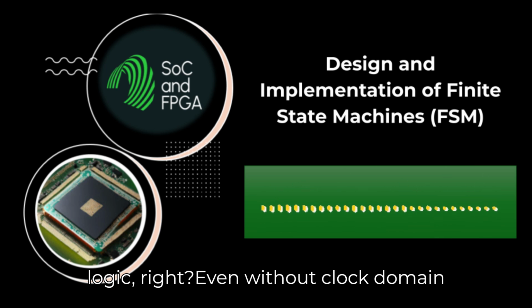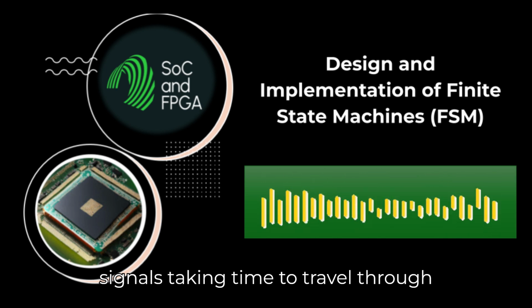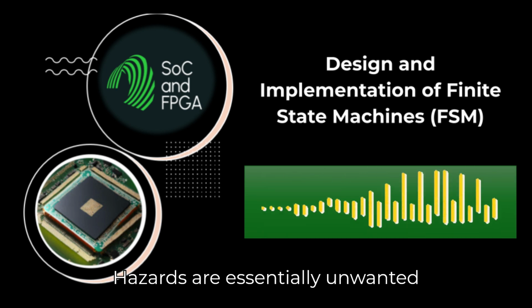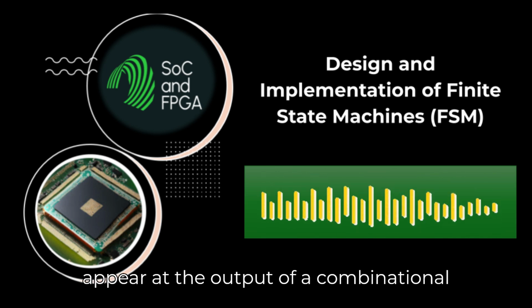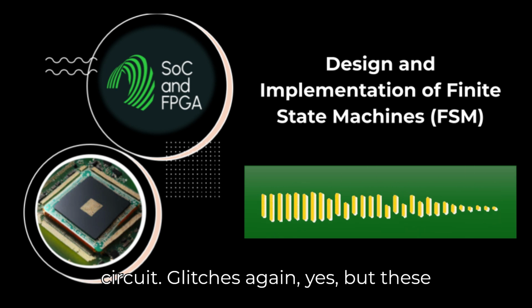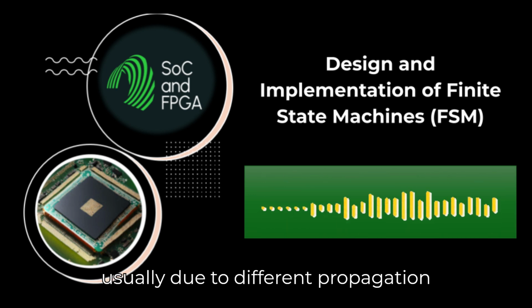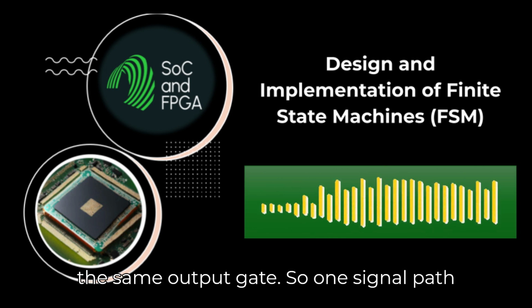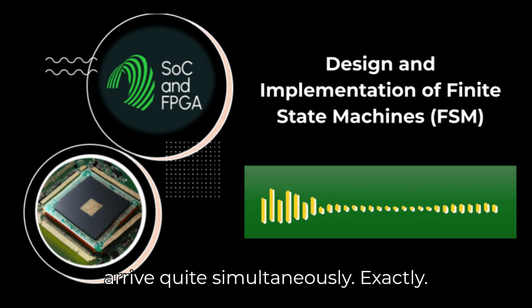Right. Even without clock domain boundaries, the physical reality of signals taking time to travel through wires and gates causes problems. Hazards are essentially unwanted, temporary glitches or spikes that can appear at the output of a combinational circuit. Glitches again. Yes, but these happen within a single clock domain, usually due to different propagation delays along different paths leading to the same output gate. So one signal path is faster than another, and they don't arrive quite simultaneously.